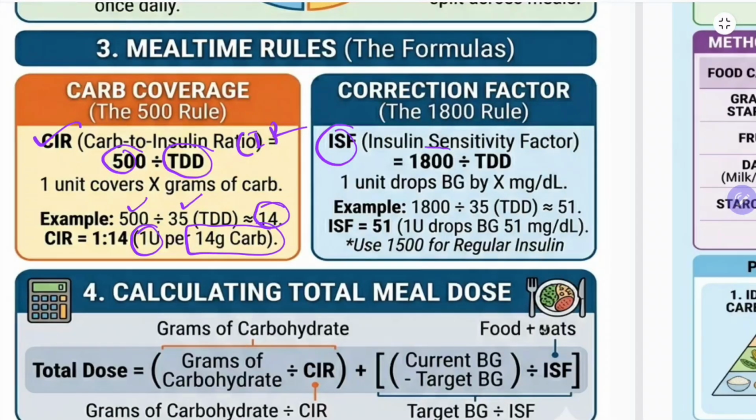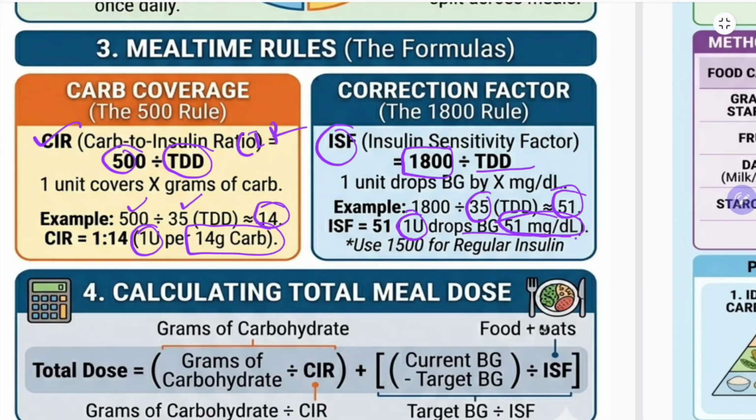So what you will do, you will divide 1800 by total daily dose. So here it is 35. So approximately it is 51. That means 1 unit of insulin will drop the blood sugar level by 50 milligram per deciliter.